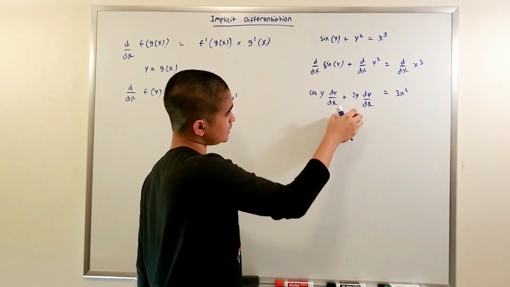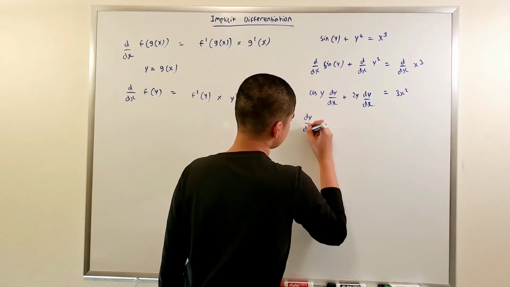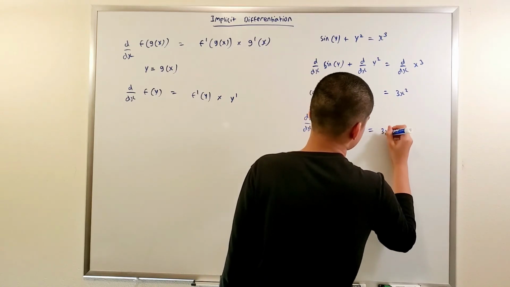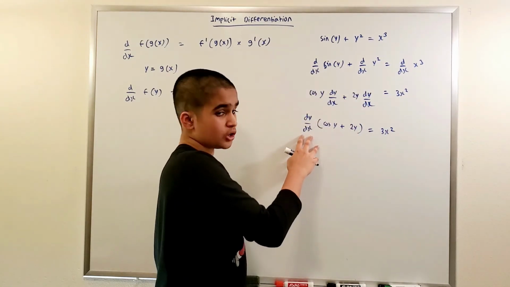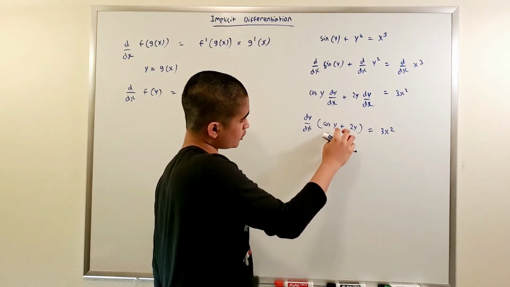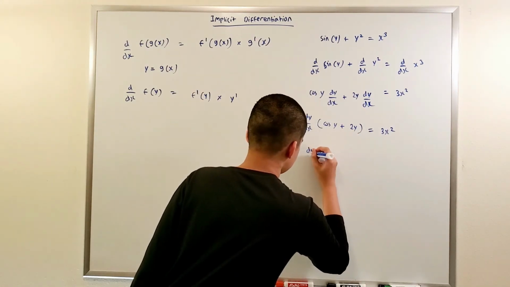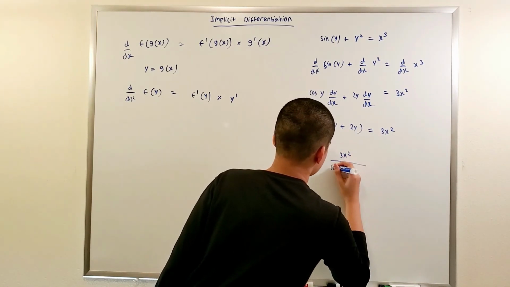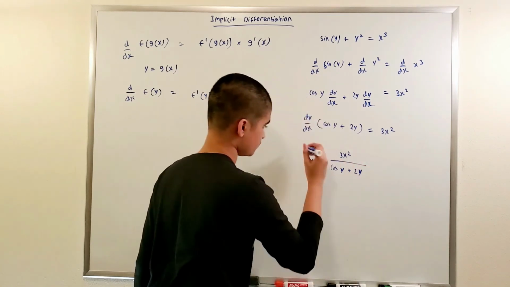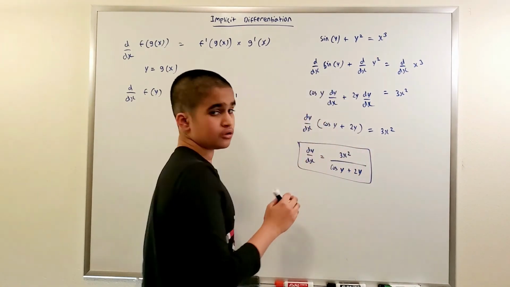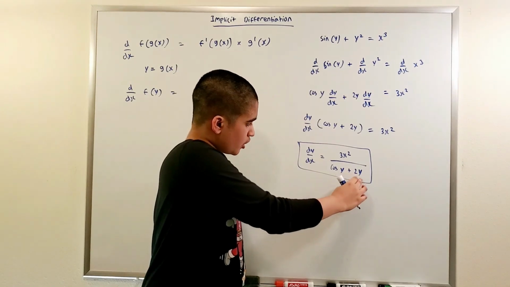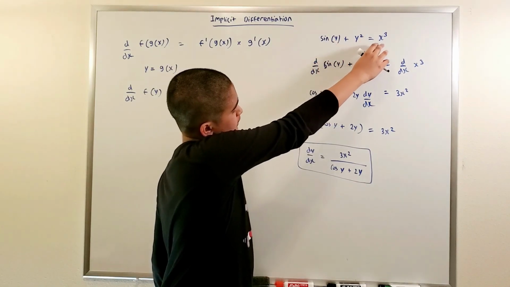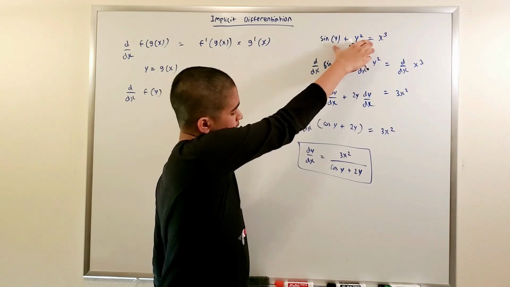Now, let us take dy by dx common in this equation. And now, to solve for dy by dx, we can divide by cos of y plus 2y to get our final answer as dy by dx is equal to 3x squared divided by cos of y plus 2y. Notice that over here, there are y terms in the derivative, but for functions which are defined implicitly, like the one here, this is very common.